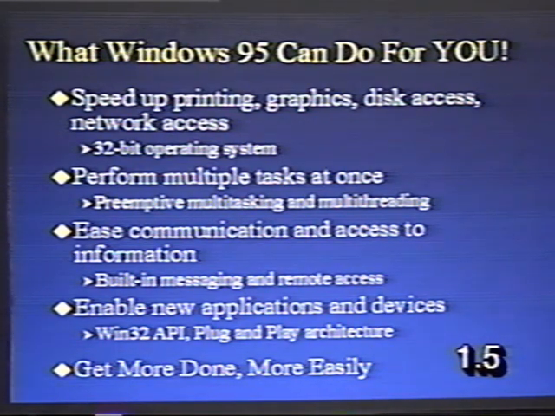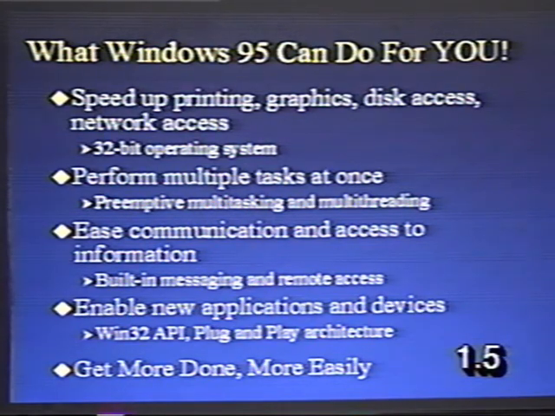Windows 95 can perform multiple tasks at once. This is called preemptive multitasking and multi-threading. All you need to know is that Windows 95 will allow you to do more than one thing at one time, and again, it can do it reliably and quickly. Windows 95 will ease communication and access to information. This means that Windows 95 will give you the ability to dial into service providers, as well as dial in to your office when you're out of your office to go ahead and access and work on information.